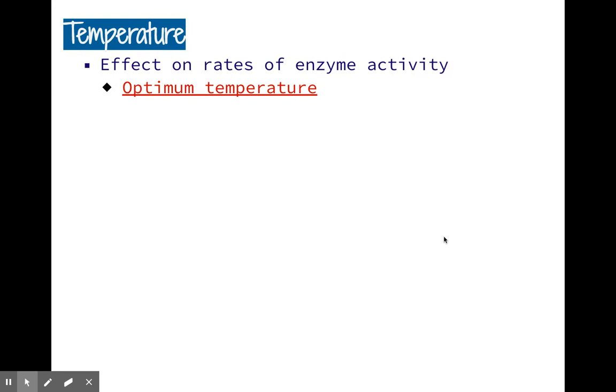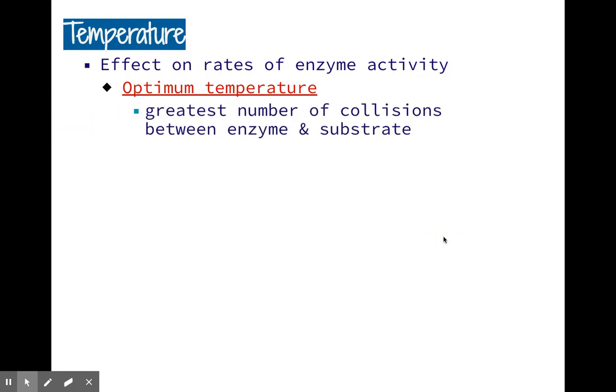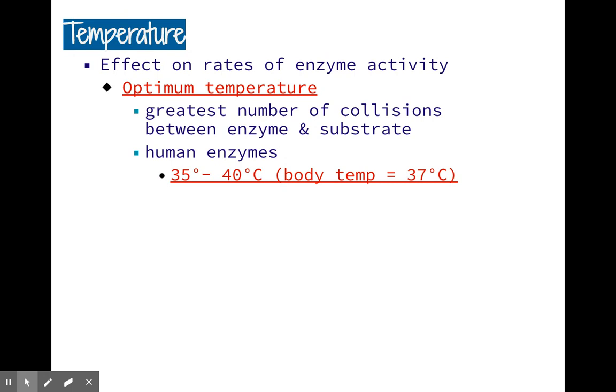All right, let's look at temperature. How does temperature affect how an enzyme works? So, the effects on enzyme activity. All enzymes work within an optimum temperature. Optimum temperature means that's the greatest number of collisions between an enzyme and a substrate. For example, our human enzymes work best between 35 to 40 degrees Celsius, which is our body temperature, roughly about 37 degrees Celsius or 98.6 degrees Fahrenheit.